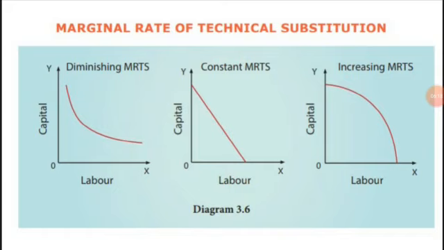In the first diagram, if it's constant, the line is straight. When the marginal rate of substitution is increasing, that curve will become concave. So these all depend upon the isoquant curve only. The factors of production are substitutes for each other. Substitution should be one for one, and they depend upon each other.